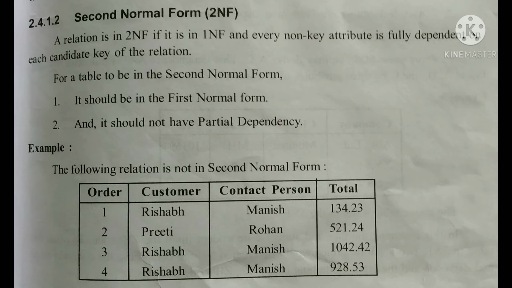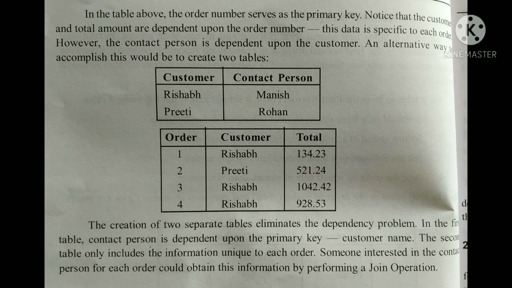In join operations, based on those two columns, the creation of two tables eliminates the dependency problem in the first normal form. In the first table, contact person is dependent upon the primary key, customer name. The second table only includes the information unique to each order. Someone interested in the contact person for each order could obtain this information by performing a join operation.